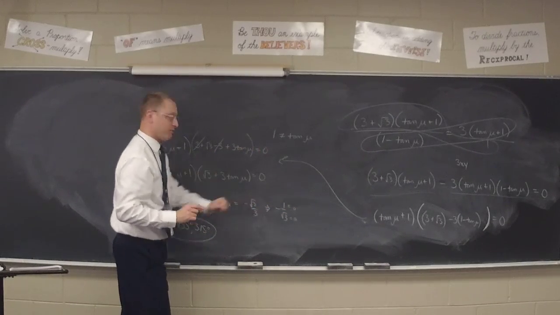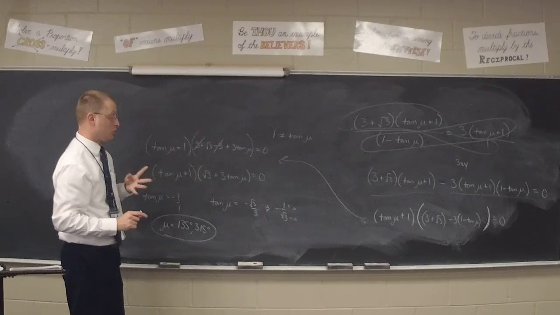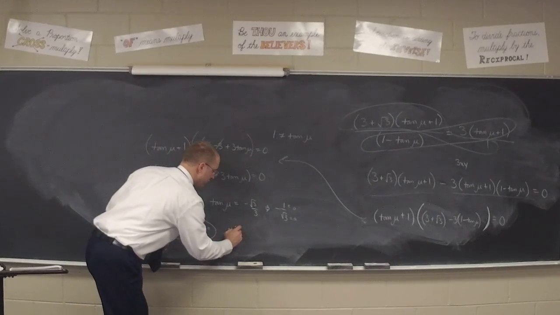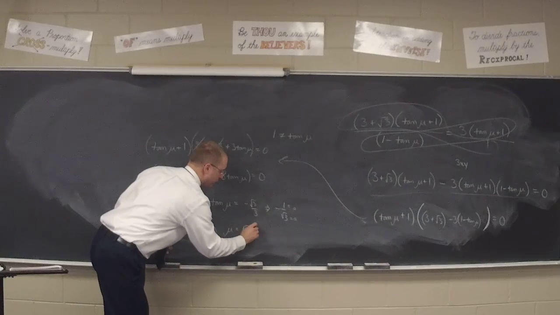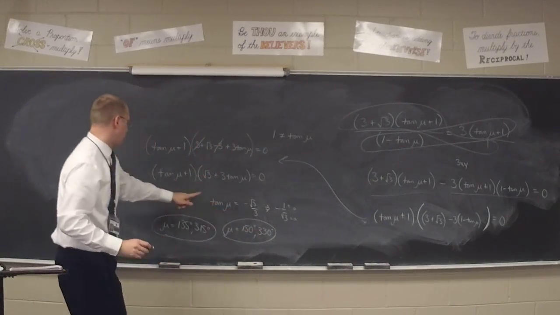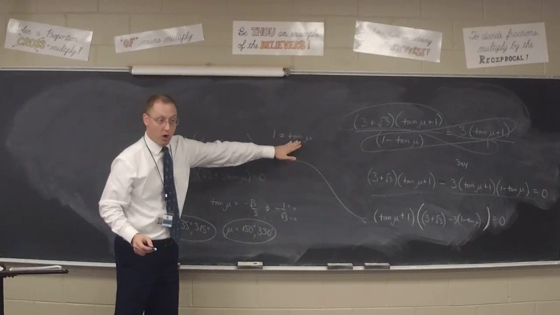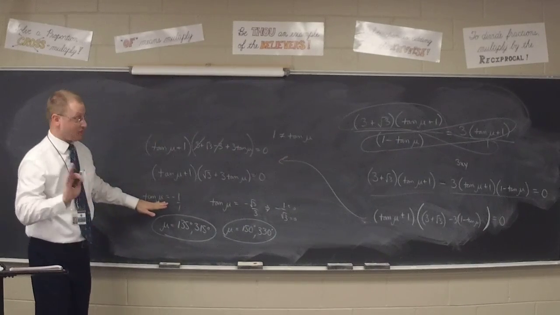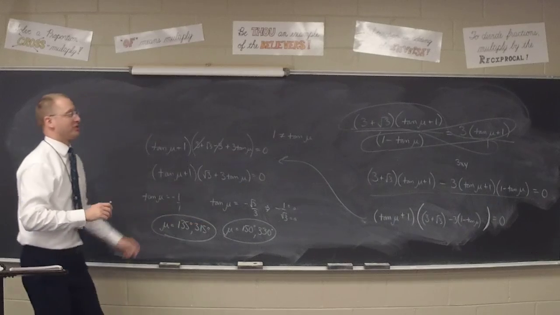Okay, when is it negative? Quadrants 2 and 4. So what's the quadrant 2 form of 30? 150. And then quadrant 4, 330. By the way, notice neither of these said the tangent was 1. It said it was negative 1, but that's not the same thing as 1. So all these answers are good to go.